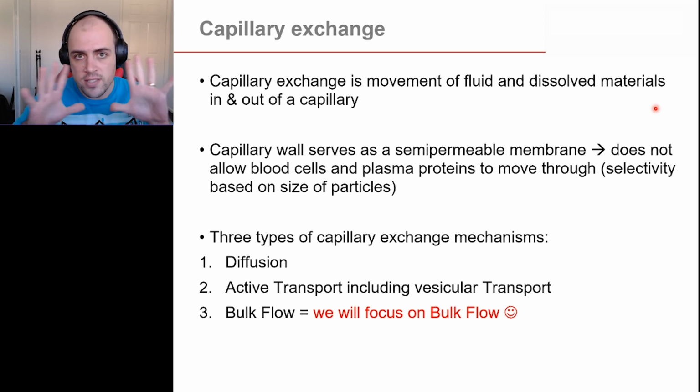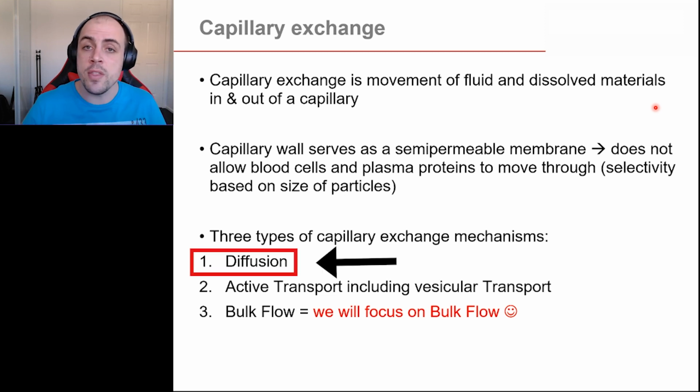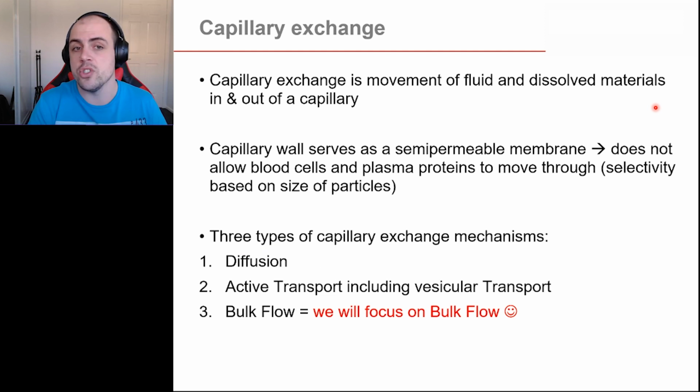Now, this is an overgeneralized list, but we're going to just start at the basics. The first one is diffusion. So diffusion is the passive movement of a substance from high concentration to low concentration. Now, although diffusion is incredibly important, and we're going to talk about diffusion in much greater detail in our next series when we discuss the lungs, the problem with diffusion with our capillaries is that it's very slow.